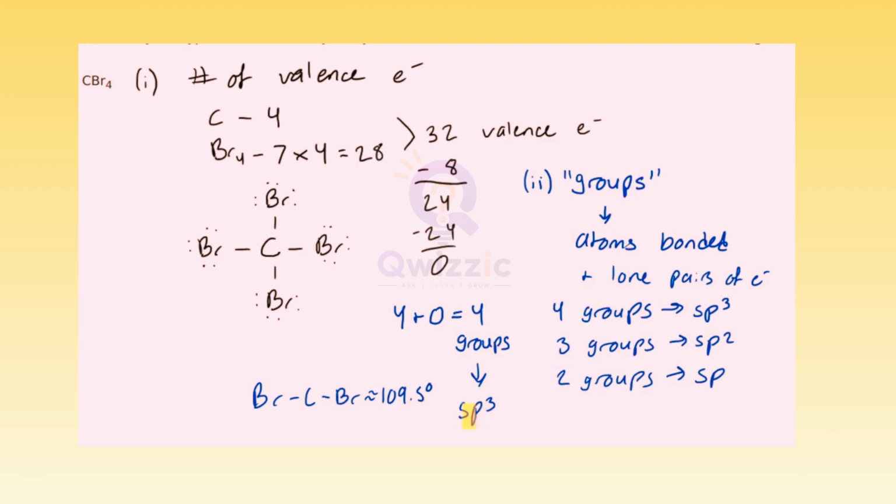And so now we have answered every part of the question. We figured out our Lewis structure first and foremost, and then based on the Lewis structure, we figured out the hybridization and therefore the bond angle. So that's going to correspond to option D within the multiple choice.